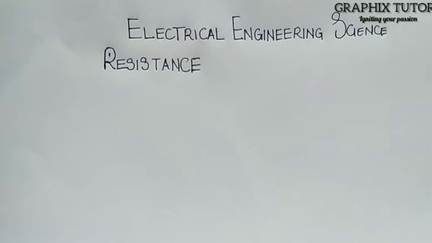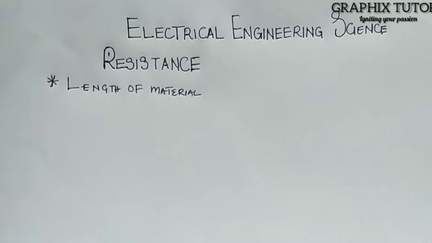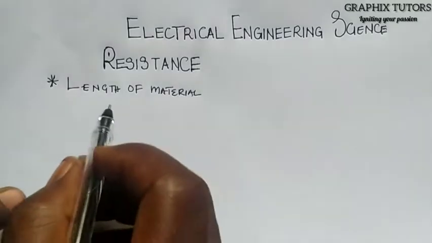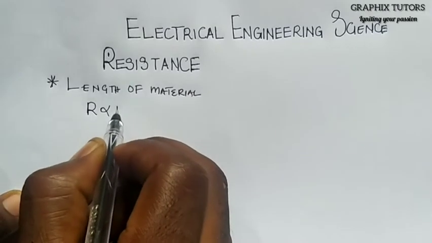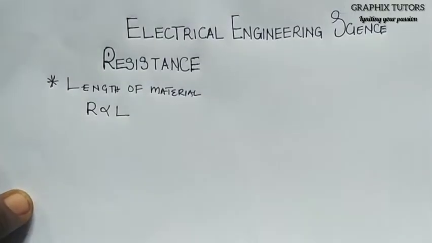Now, there are some factors that affect the resistance of a conducting material. One of those factors is the length of the material. We know that the longer a material, a wire, the bigger the resistance. So we say that the resistance is directly proportional to what? The length of a material.